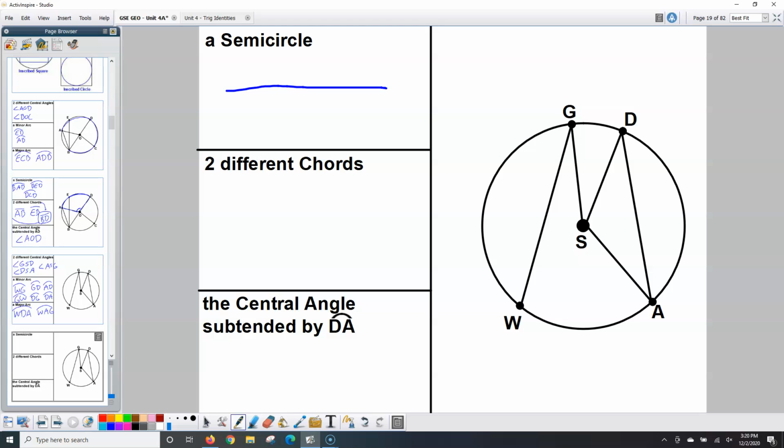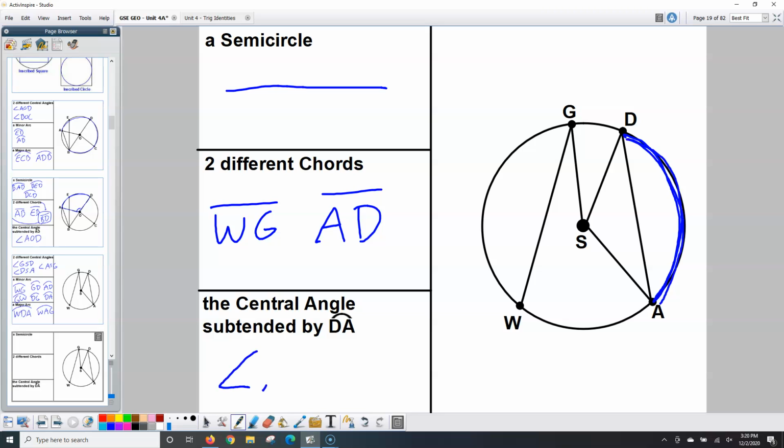Two different chords. WG is a chord and AD is a chord. Central angle subtended by arc AD right here. The central angle that goes with that is angle ASD.